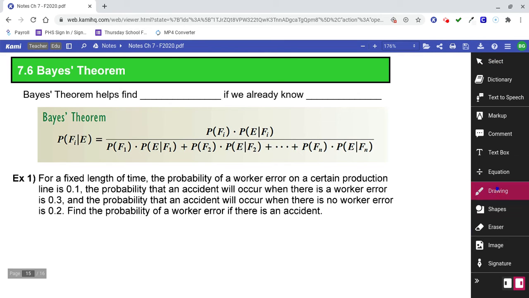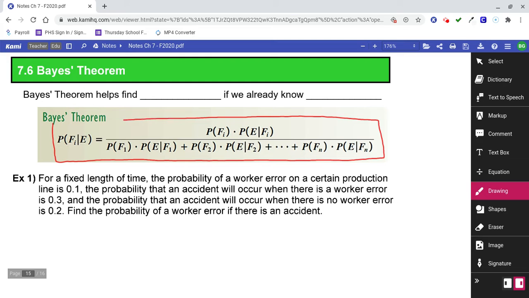7.6, Bayes' theorem. Bayes' theorem is a formula, and it looks really intimidating, I think, with all of this stuff. But at the end of the day, it turns out that it's just talking about part over total. Once you figure out that Bayes' theorem is just talking about part over total, it'll make a little bit more sense to you, I think.